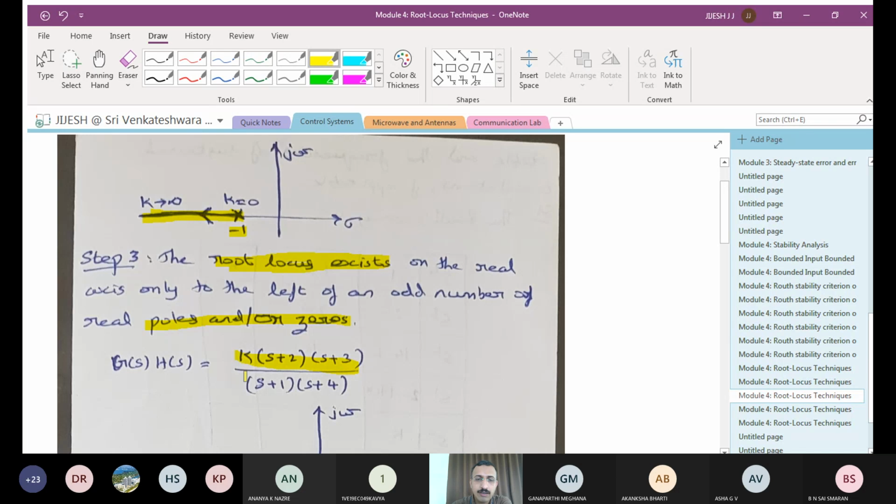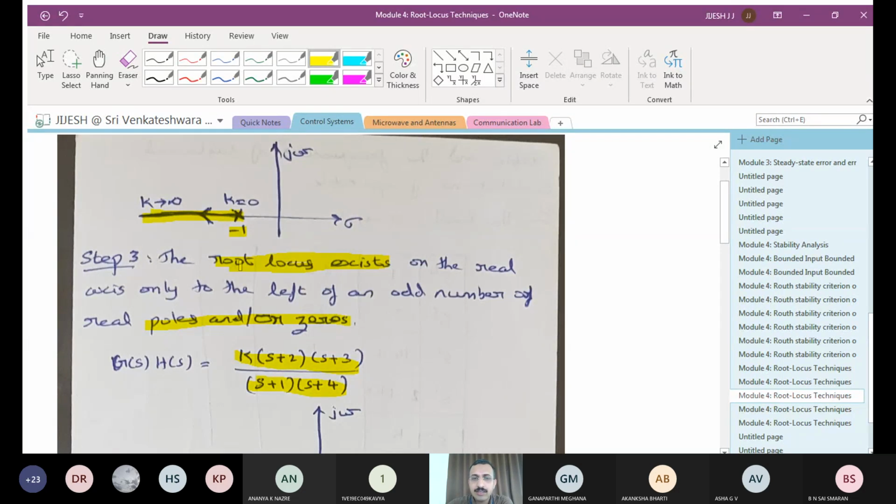You have the transfer function G(s)H(s) is equal to K(s+2)(s+3) divided by (s+1)(s+4). So you can find out how many poles and how many zeros are going to be there here. From step 1 we have already seen how to find out the poles and zeros. You find the number of poles as well as zeros, and try to mark them in the s plane. The example is given here, K(s+2)(s+3) divided by (s+1)(s+4). So let us try that.